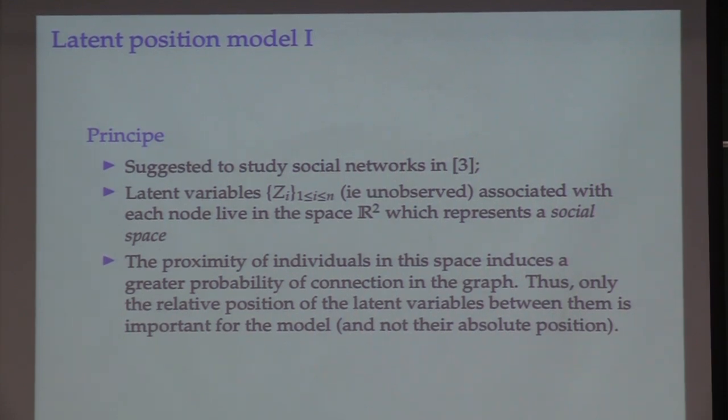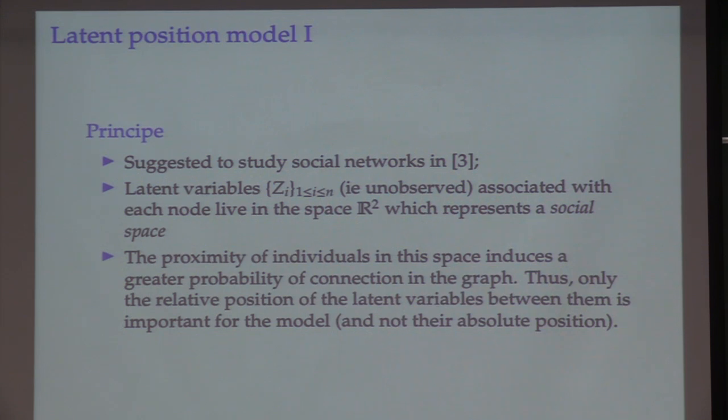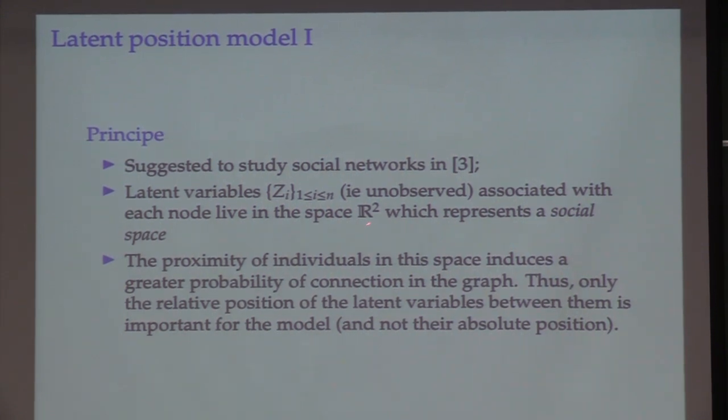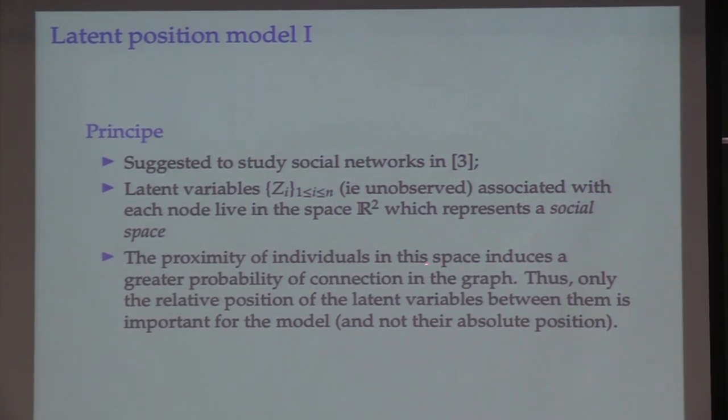If you have a specific job, and so on, all those characteristics, the idea of this model is that they can be captured by that latent space, which you do not observe. If two individuals are close in that latent space, then they will tend to have a link in the graph, to be connected, to be friends in the social network. So that's really the idea. The proximity of individuals in that latent space will induce a greater probability of connection in the graph. Only the relative position of the latent variables between them is important for the model, and not the absolute position, of course. Only the distance, or the relative positions between each of them. So that's the main idea.